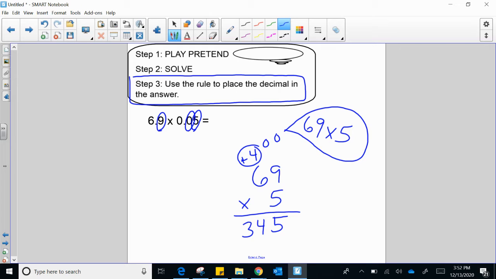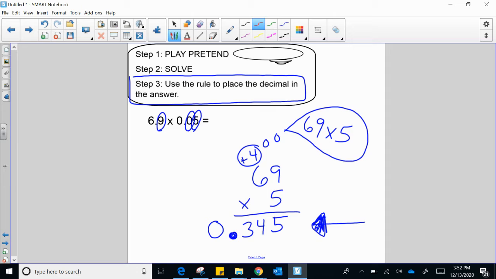So I'm going to need to look at my answer, and I'm going to need to put the decimal point where there are 3 digits in the decimal universe. And the only place to do that is right here. I have 3 digits right there in the decimal universe. And that means my whole number here is 0.